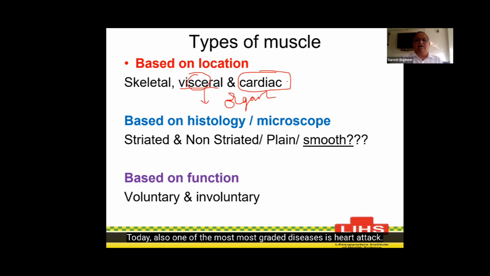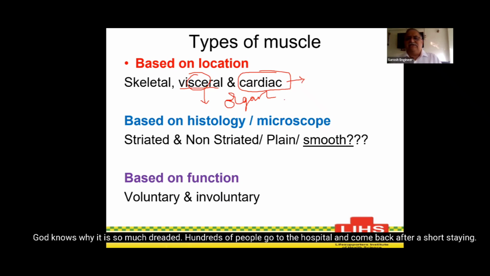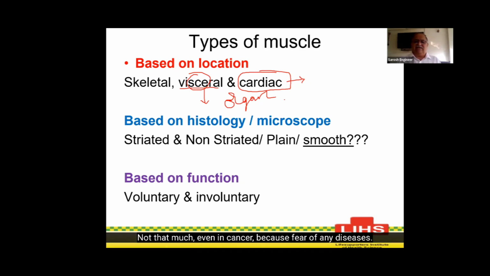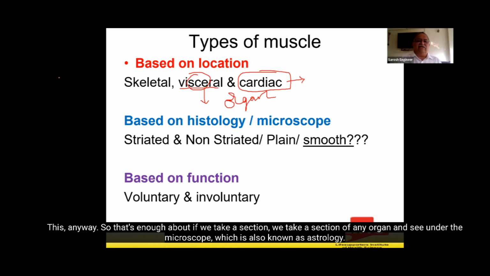Today also, one of the most dreaded diseases is heart attack. God knows why it is so much dreaded. Hundreds of people go to the hospital and come back after a short stay in ICU and all are alive, but still the fear is maximum in myocardial infarction, not that much even in cancer. The biggest fear of any disease is this. Anyway, that's enough about the heart.